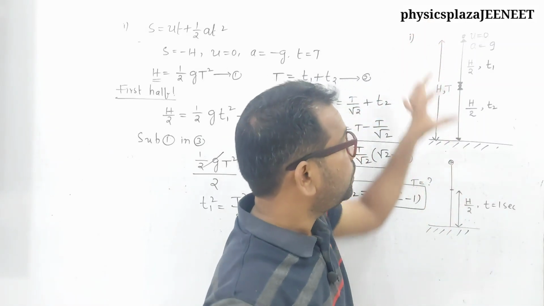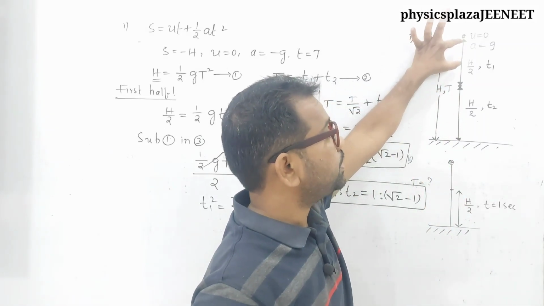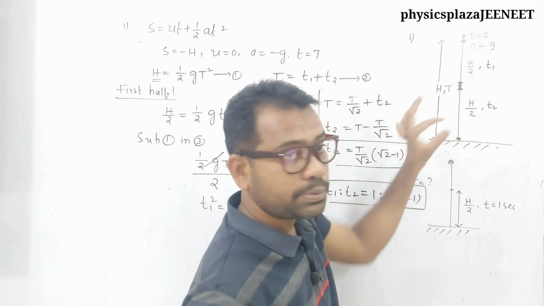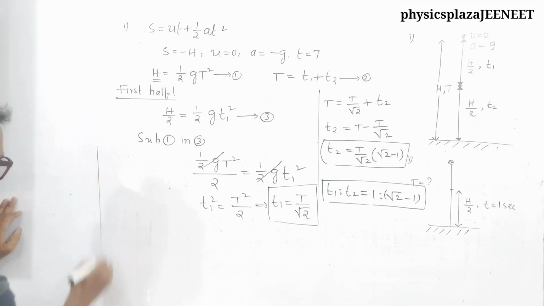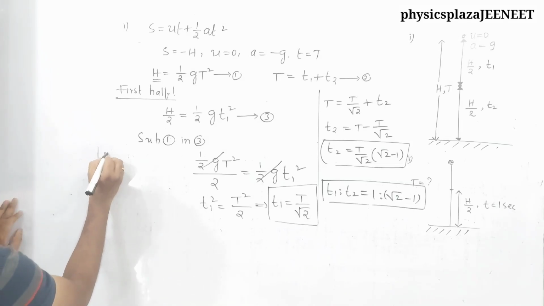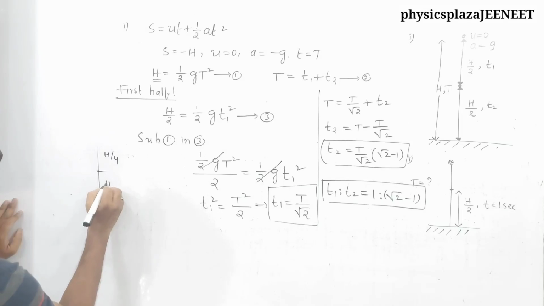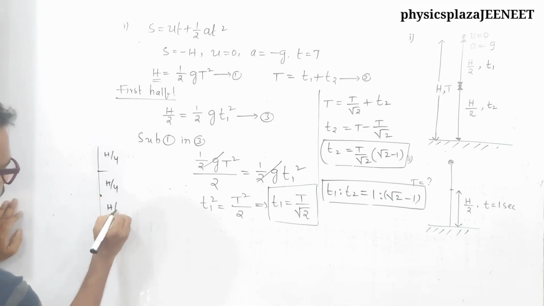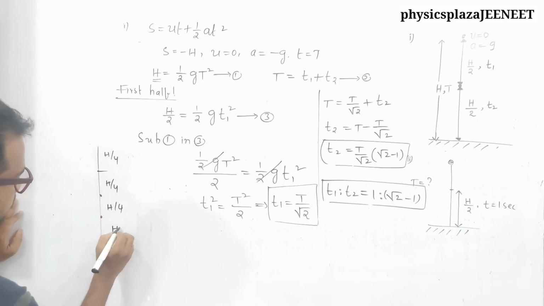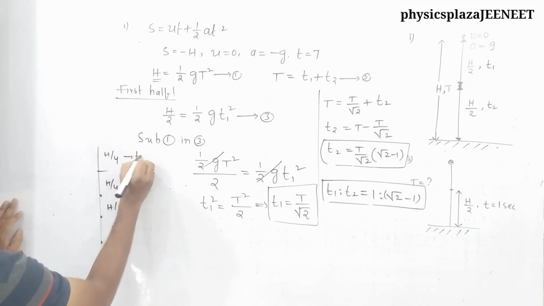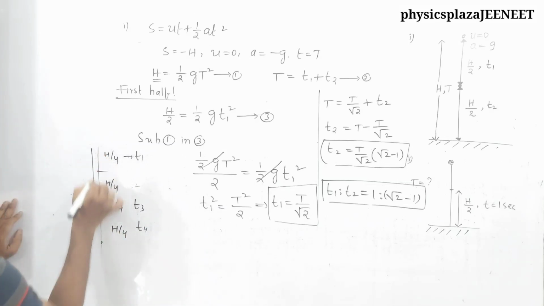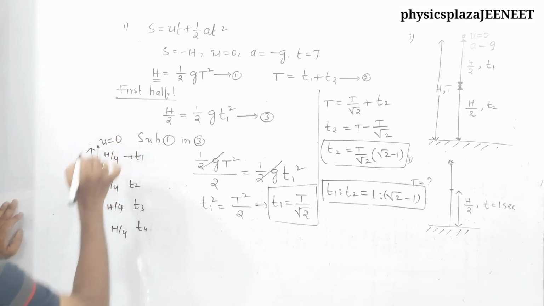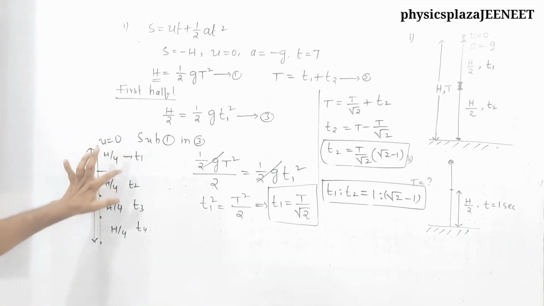In some cases they may give you the first fourth distance, h by 4. Let me tell you. Have you copied this? Here, suppose, children, this is h by 4 height, next is h by 4 height, next is h by 4 height, next is h by 4 height. For this the time taken is t1, this is t2, here is t3, and t4. The total height is h. From here the body is dropped. Now they will ask us to find the ratio of t1, t2, t3, t4.